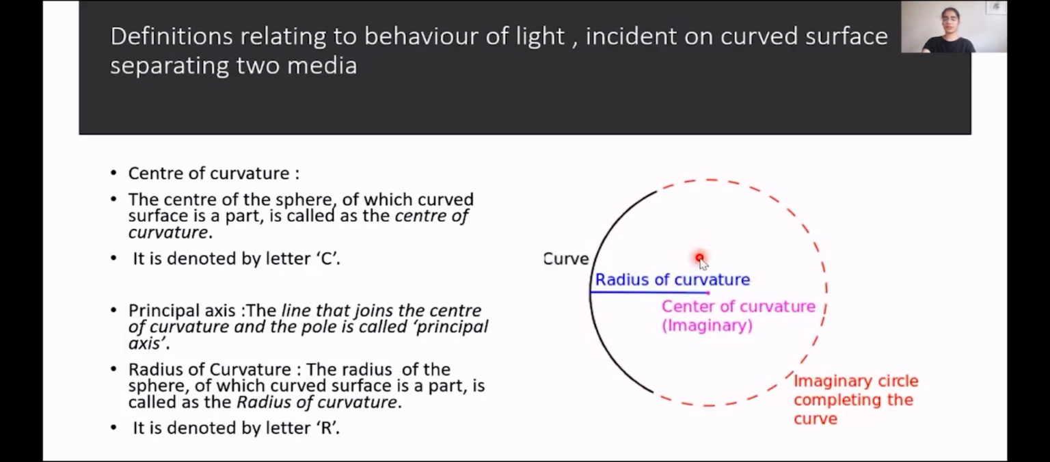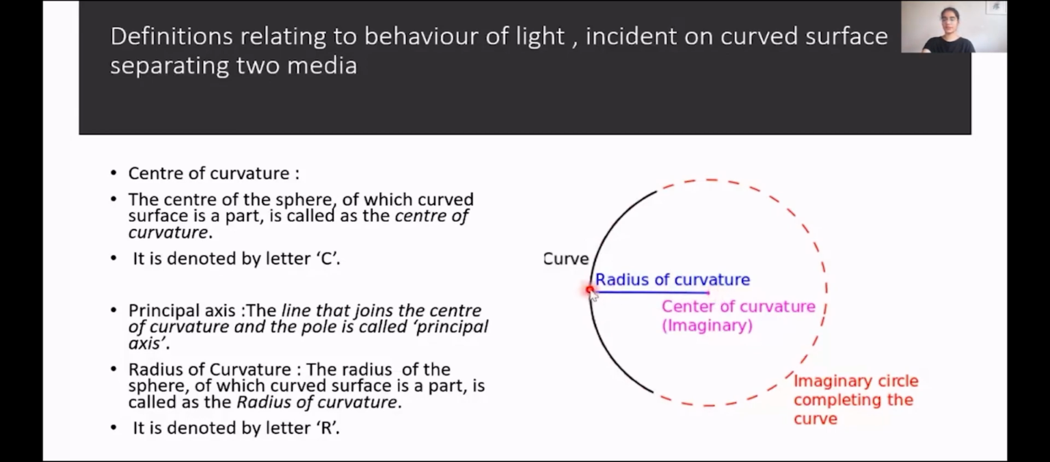Principal axis is going to be the line that joins the center of curvature to the pole. If this point where the laser pointer is pointing is point P, which is dividing your curved surface into two equal halves, this is the pole and this is the center of curvature. And the straight line that joins both of them is going to be the principal axis. Radius of curvature: the radius of curvature of the curved surface will be again the radius of that same sphere of which that curved surface was a part.